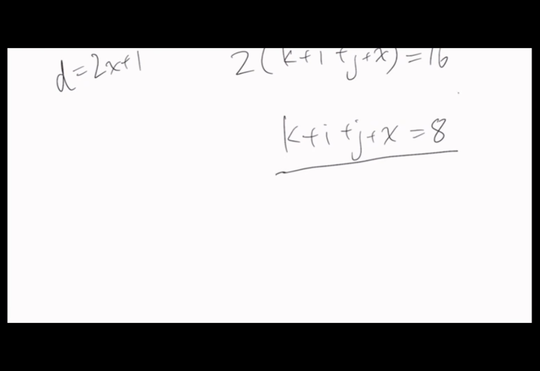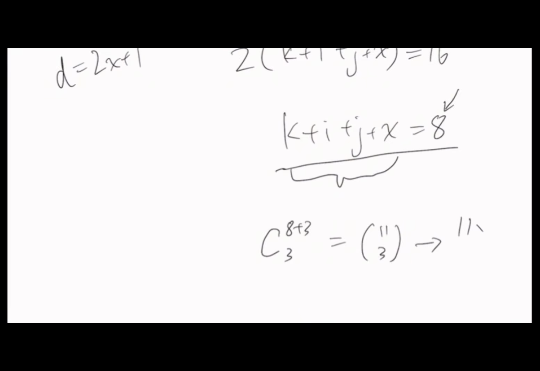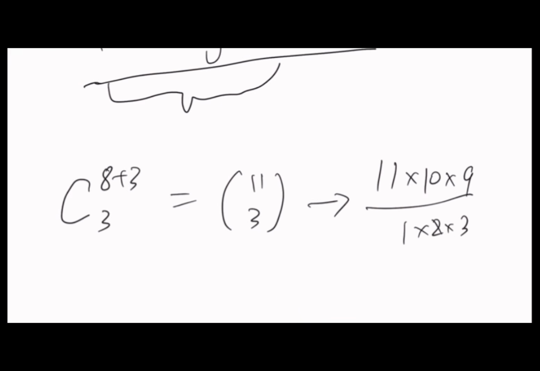So now, it's just a matter of distributing 8 values or 8 elements into 4 subsets. So by the stars and bars formula, that will be C(8 plus 3, choose 3), which is C(11, choose 3). And now, we will get the answer as 165.